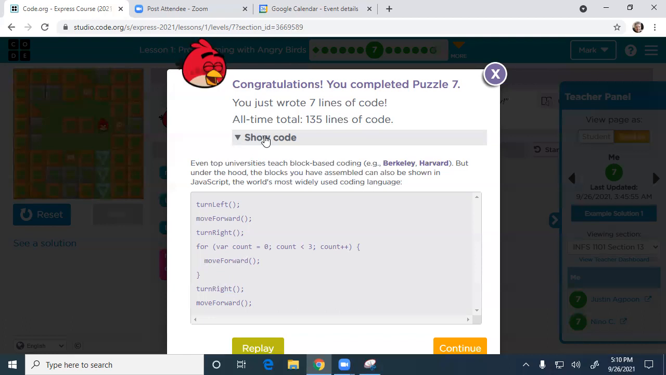And then what happens? This thing is part of the for loop. So what it's doing is moving forward 3 times. That's a nicer way of looking at the code than just move forward, move forward, move forward. Move forward 3 times. We saw a pattern. The pattern was move forward, and we repeated it. That's what happened there. Okay, so that's puzzle 7.